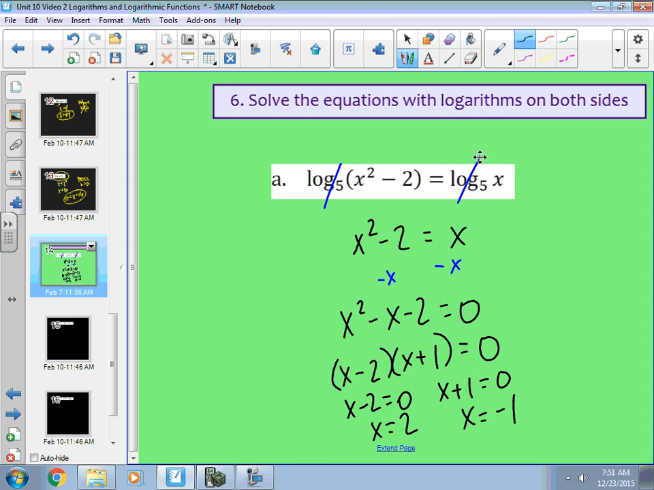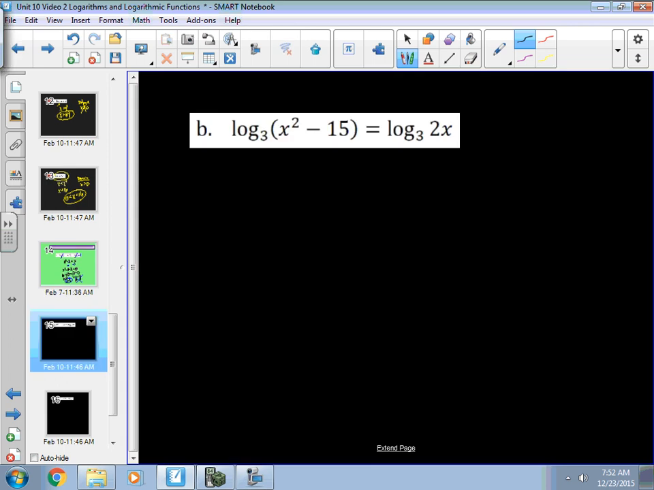Okay, however, you got to check: do both answers work? 2 I think is going to work fine here. That means we're going to have log 2 on the right side, and 2 squared is 4, 4 minus 2 is 2. We get log 2 equals log 2. This answer checks out, that's legit. Let's look at the other one though. If we put negative 1 in, can we do logs of a negative? No. That answer is not in the domain, so the only answer on this one is 2. So if you get an answer that gives you log of negatives, that's no good.